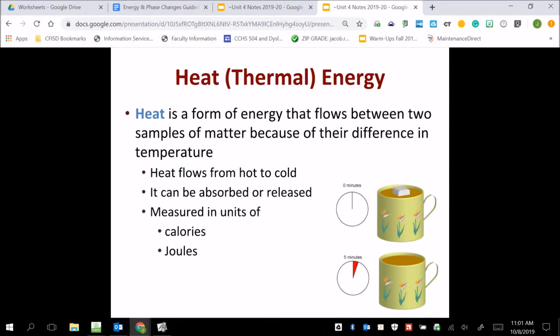And it can be absorbed, which means it's gaining heat, or released, which means it's getting colder. So if you absorb heat energy, your temperature goes up. If you release energy, you're becoming cold. And we have two measurements of units, calories, right? When we talk about that in food, you always hear about calories. Calories is how much energy is in the food. But in science, we use joules, and we will be talking about it in form of joules.